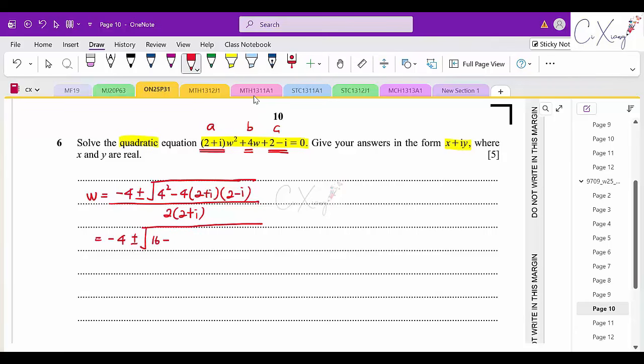4 square, I'm having the 16, then 4. 2 times 2 is a 4, plus 2i minus 2i becomes 0, then I'm having negative i squared. Negative i squared is a negative 1, so negative 1 becomes positive 1. Then divided by 2, then 2 plus i. Okay, then continue further. Simplify the value inside. So 4 plus 1 is a 5. 5 times 4 is 20. 16 minus 20, you have negative 4.